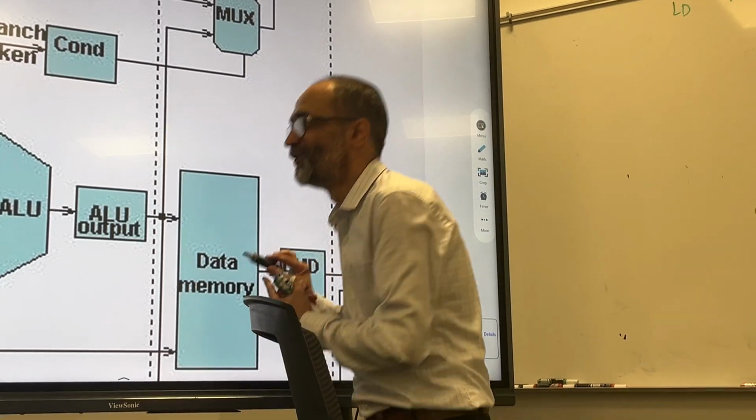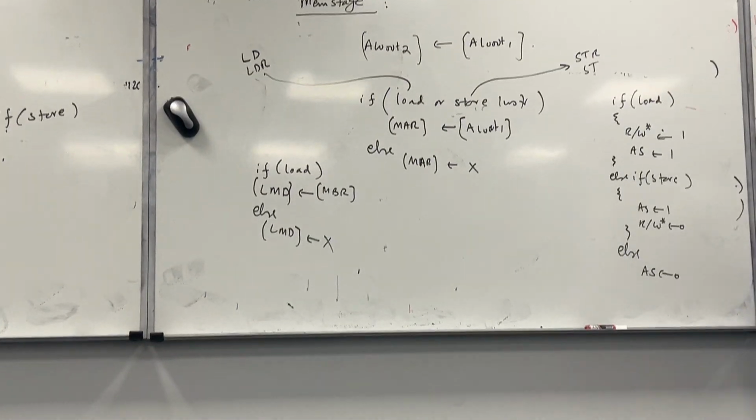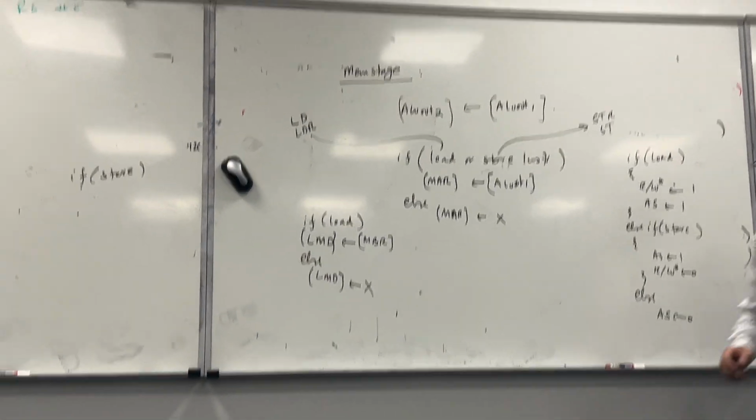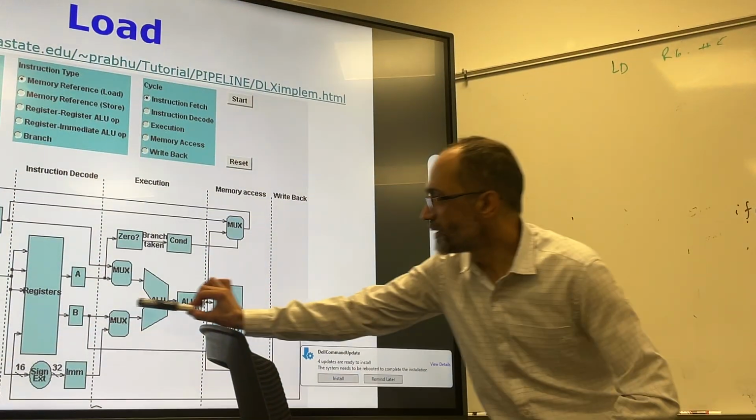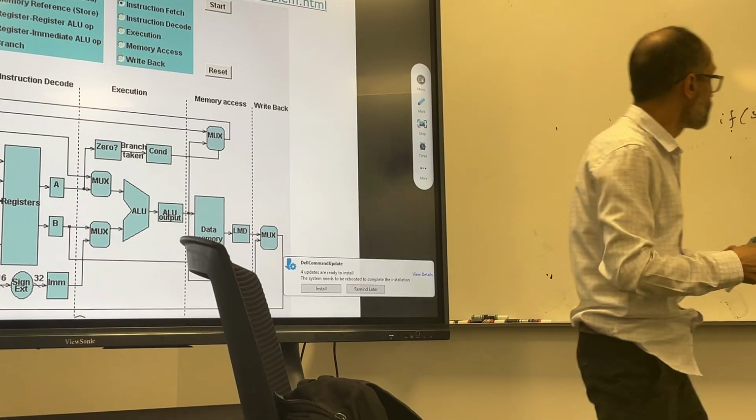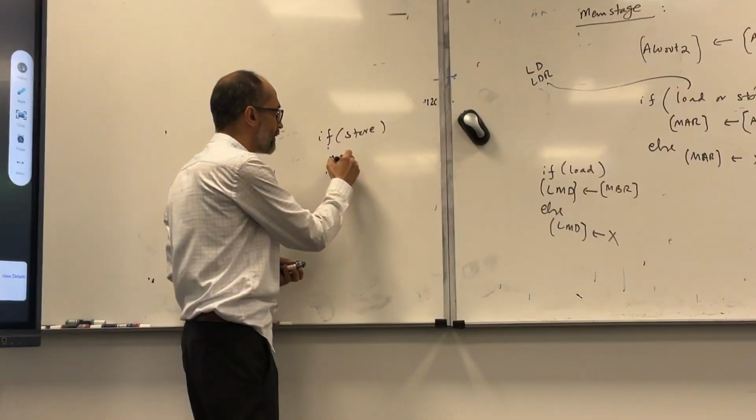And what will go to MBR? B2. You're not getting my point again. Please remember again, why I'm going to do this. Can you see it? This will go to MAR. This way B1 and B2. So if it's a store instruction, what will be the content of MBR? Help me.